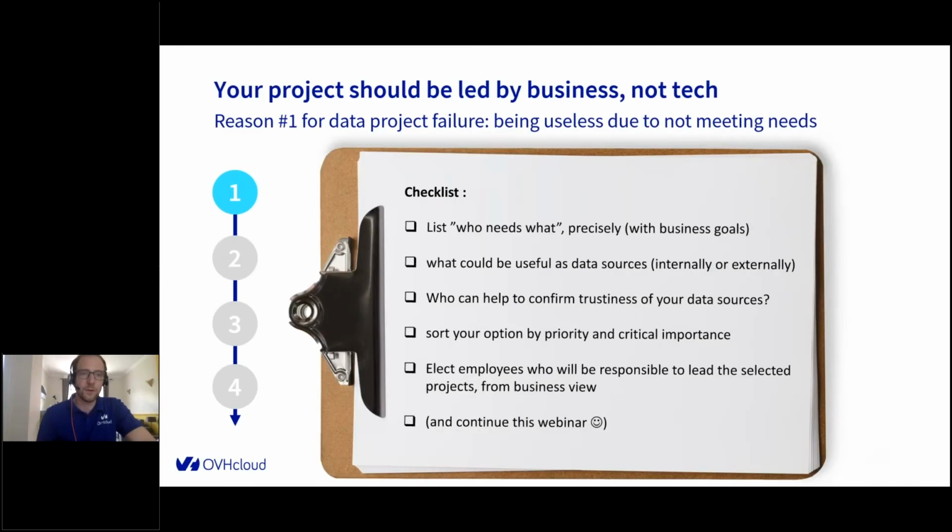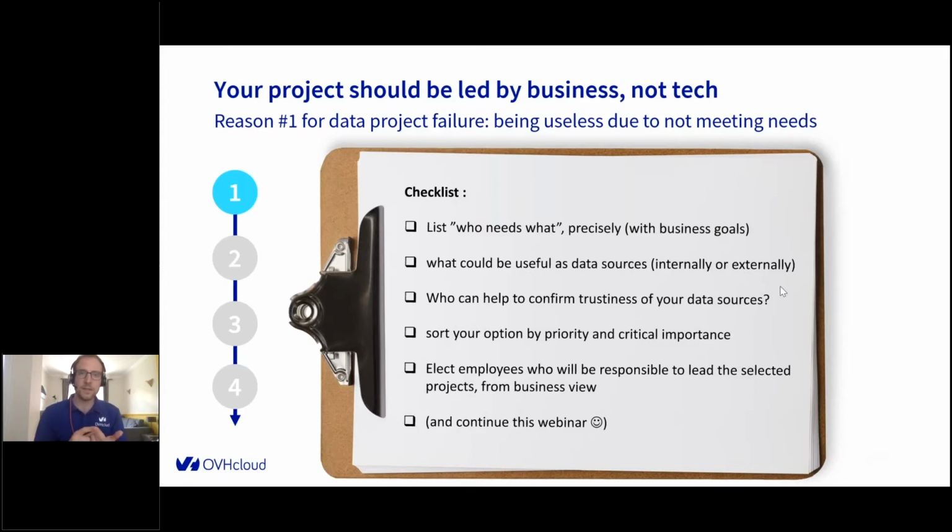The main reason for failure is not the budget, is not the technical skills, it's the fact that the people from the business side are not involved in the project. You really need to push them and define the needs with them, because if you create something like, okay, now you can analyze your churn, but no one wants it, it will not work.